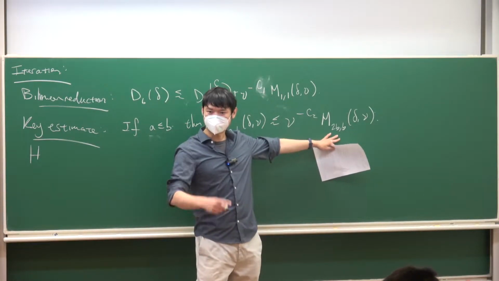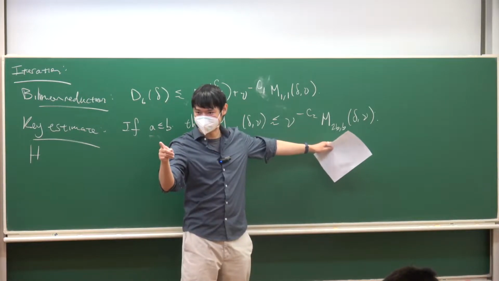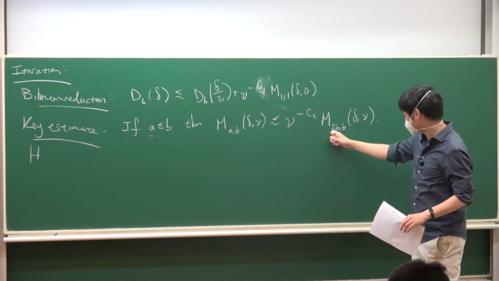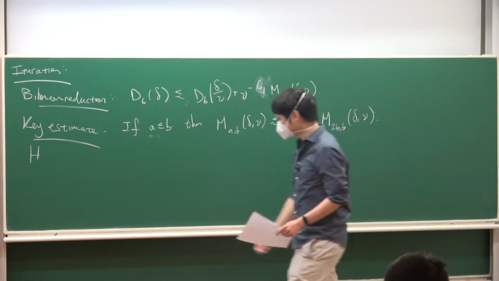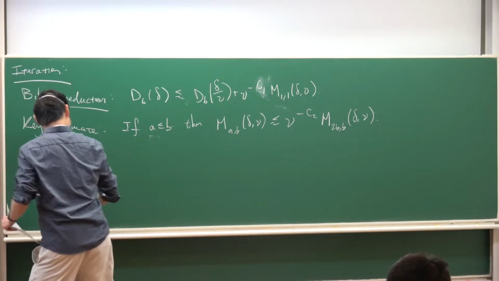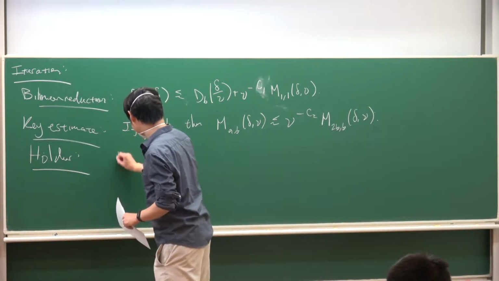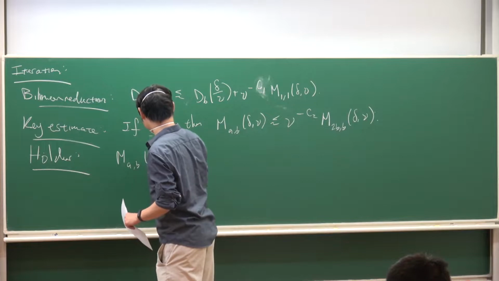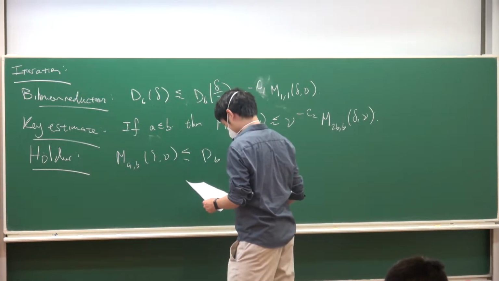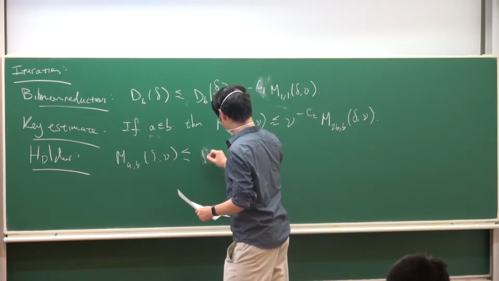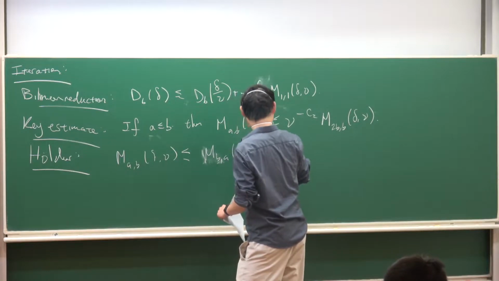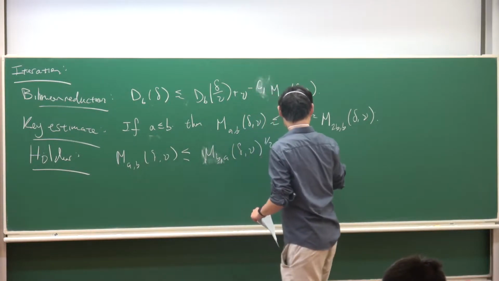Okay, so what have I done? I've upped the first index, but how do I up the second index? Well, I let the gain that I've upped in this index flow to the second index. Okay, and there's an estimate from Hölder that allows us to interchange. M_AB(δ, ν) is less than D6. Nope, let's write it this way: M_BA(δ, ν) times D6.